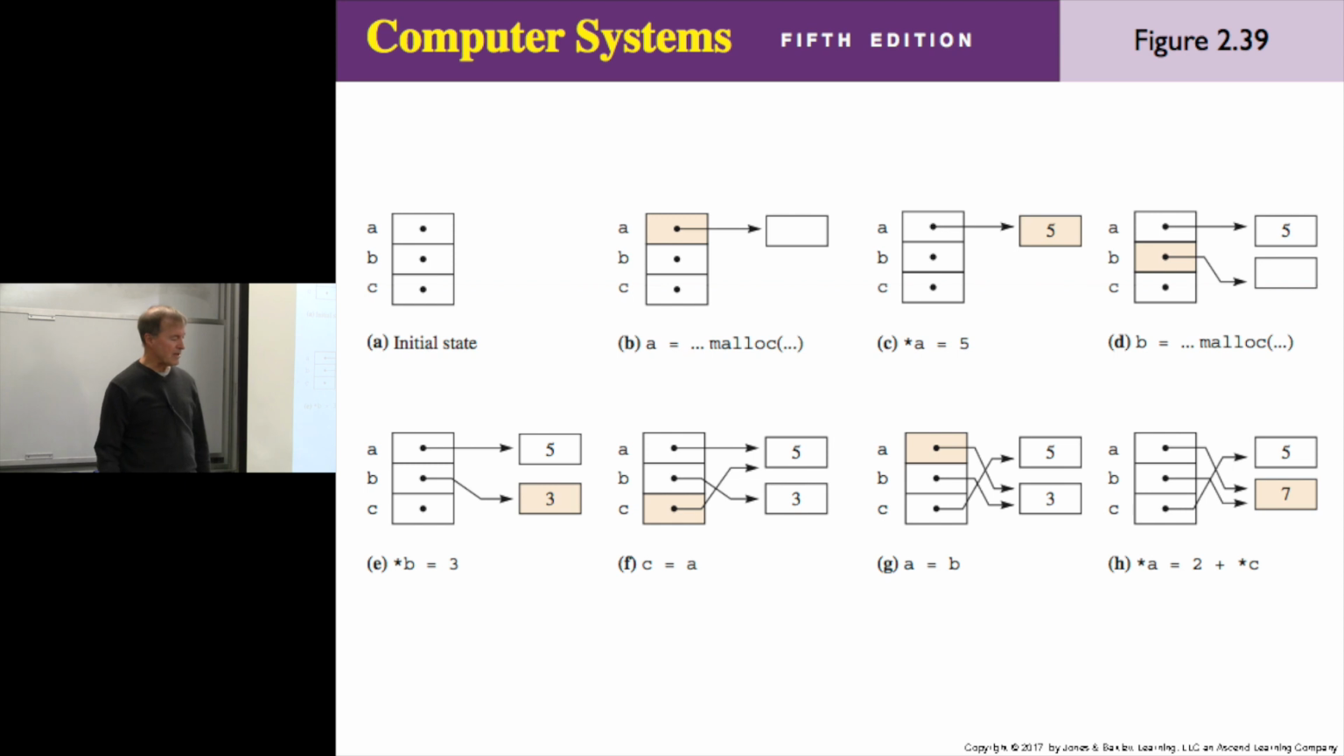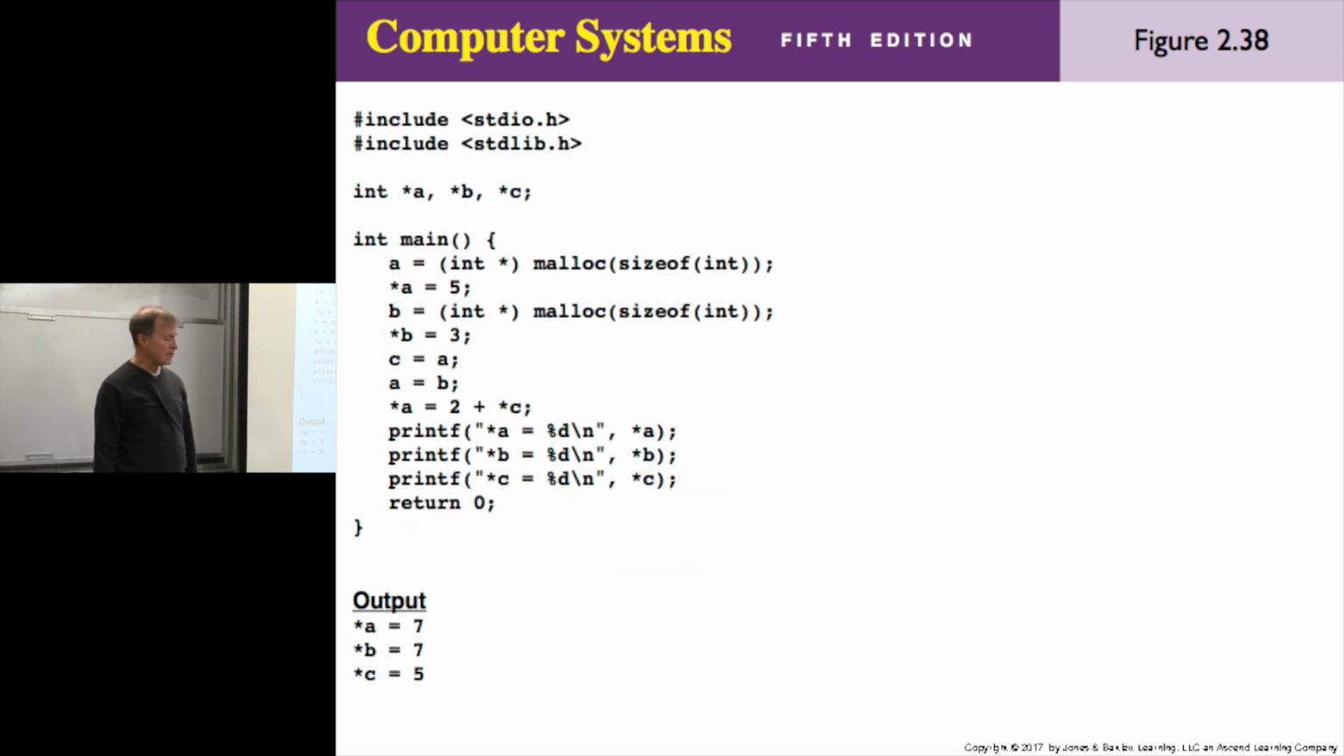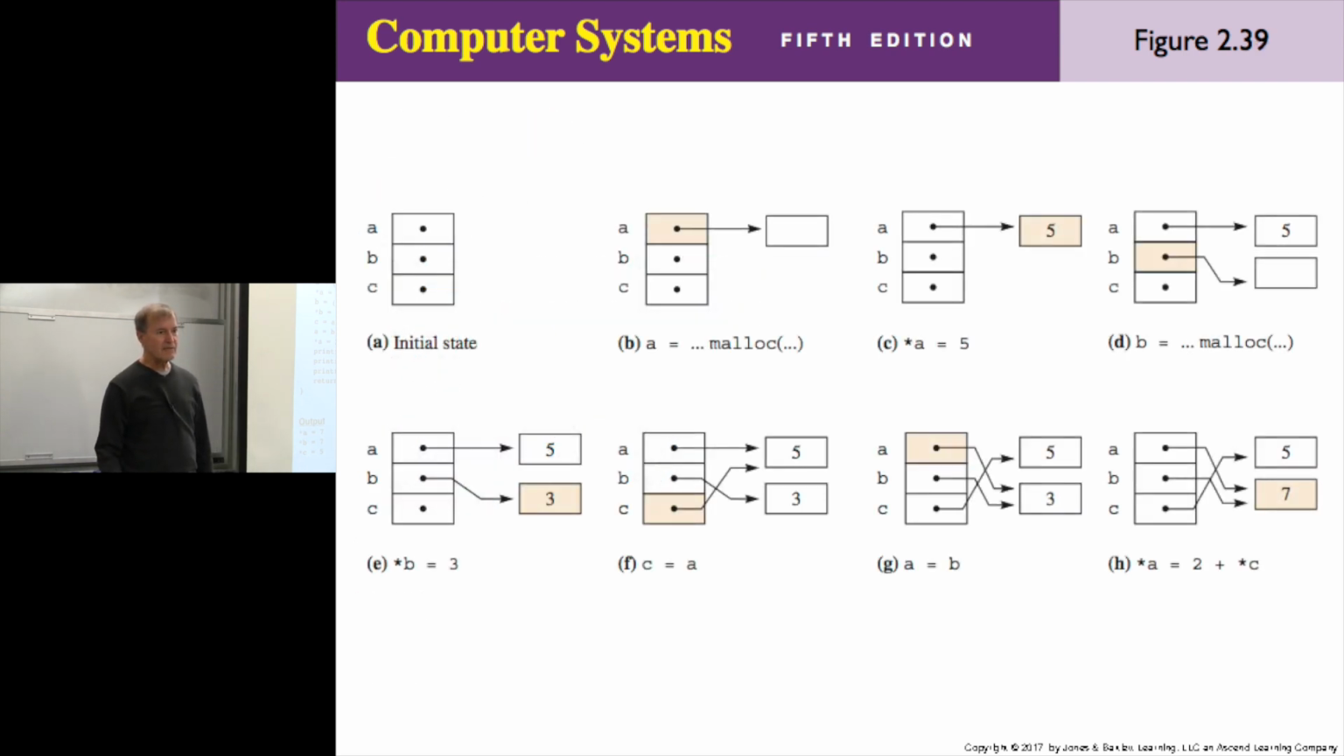And here in figure 2.39 is a sequence of the operations in that program from the previous slide. So initially, what are A, B, and C? Are they local or global? Here in figure 2.38, they're global because they're outside main. And so when you say int *A, that means A is a what? Pointer to an int, right? So where are globals stored? A fixed location in memory.